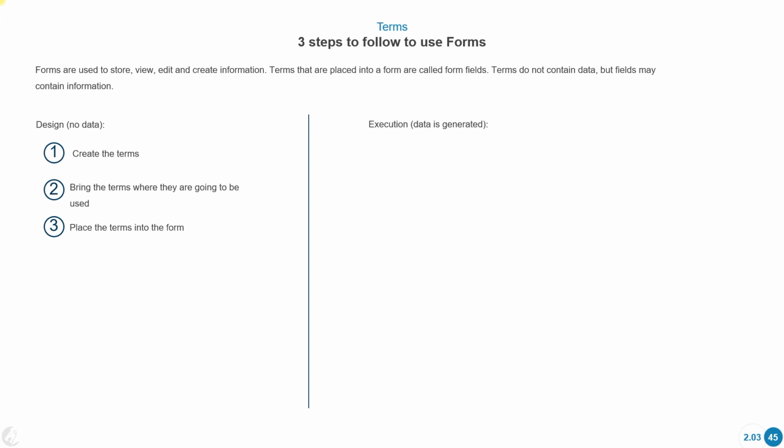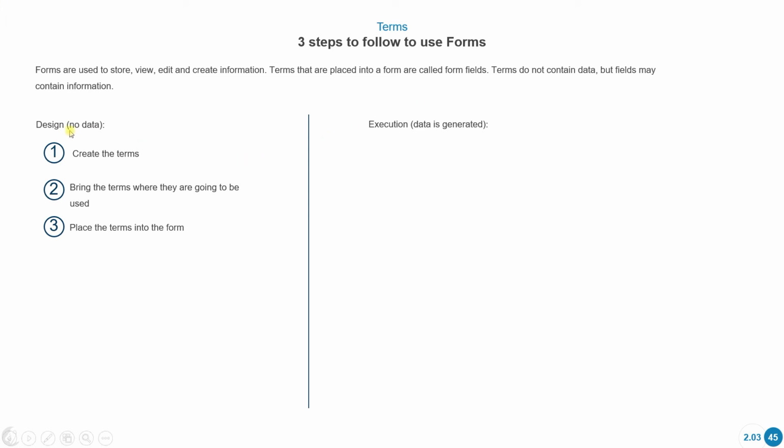Forms are used to show, store, view, edit, and create information. Terms that are placed into a form are called fields. Terms do not contain data, but fields may contain information. We call terms the structure we create from the dictionary of terms. Once those terms are in a form and we are in execution adding data, we call them fields.